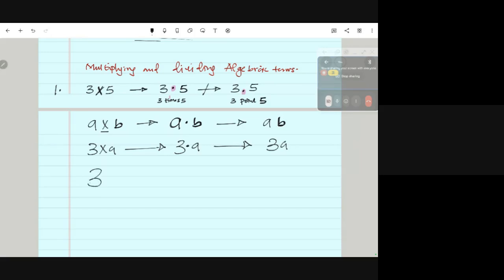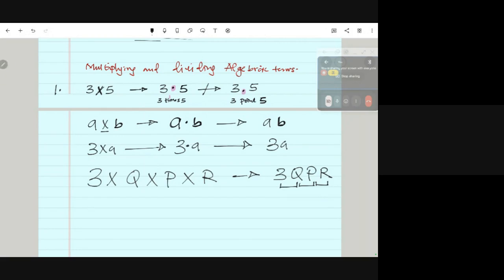So I can have 3 times P times J times, let's say 3 times Q times P times R. And this will just be as simple as writing 3QPR. Right? The 3 and the Q are joined together by multiplication, the Q and the P by multiplication, the P and the R by multiplication. So everything is together by multiplication. But there's a slight problem with this 3QPR.